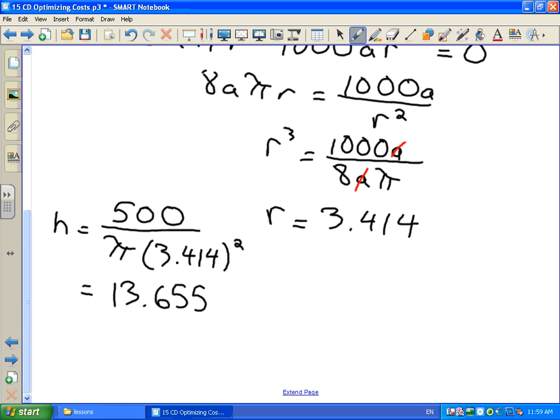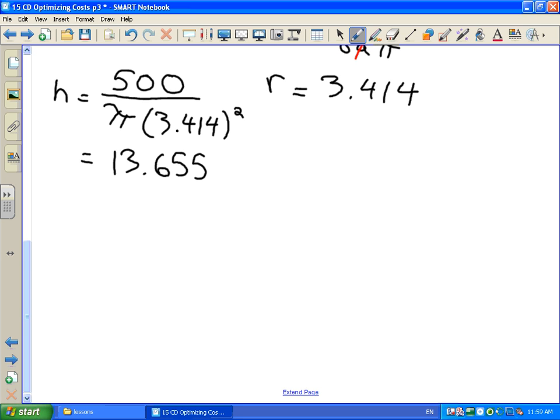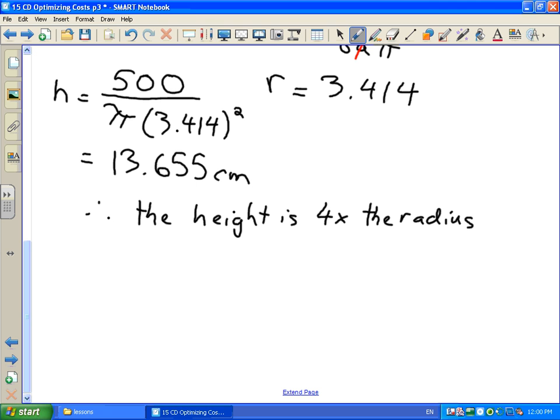Okay, so you divide it, and what do you get? So the height is 4 times the radius. So why is it going to be 4 times instead of 2 times as it was in the previous one? Well, because we made one part of it cost twice as much as the other one. Okay. All right. And that's where we're going to stop.